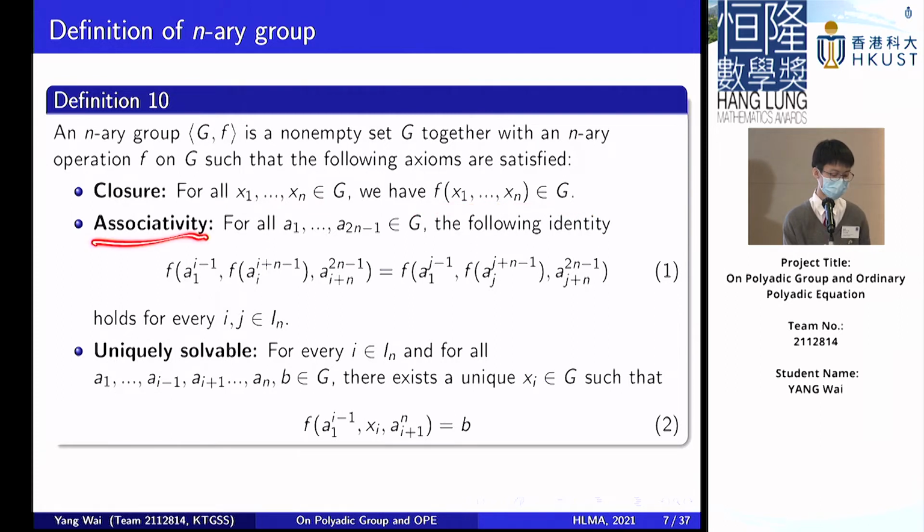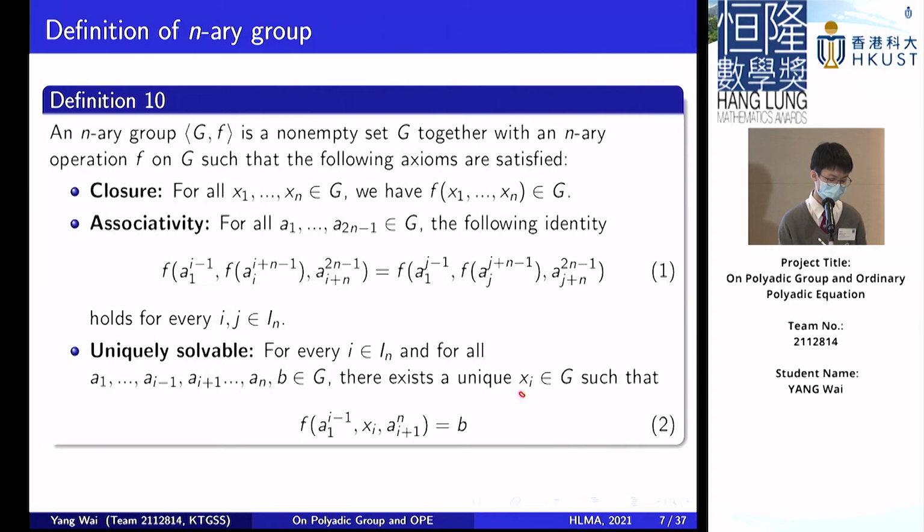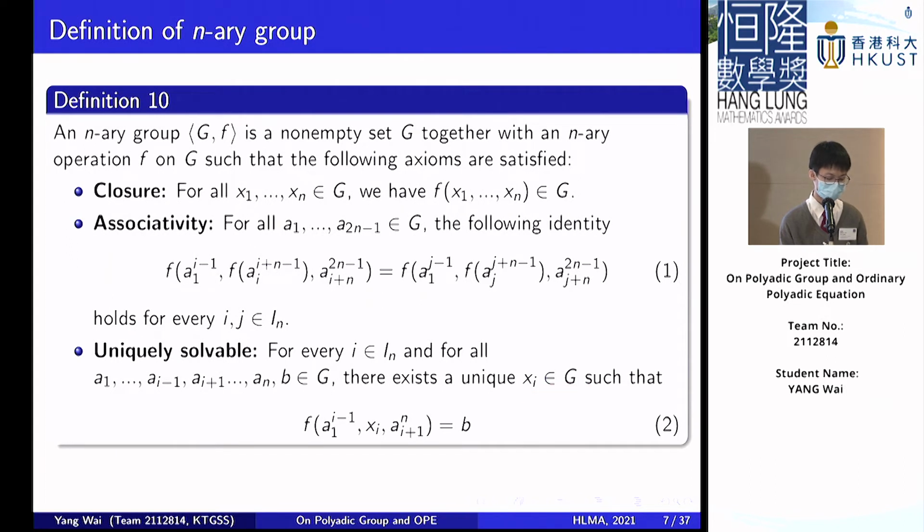And for the associative axiom, because in our definition of group we have the associative law, what we do is extend the idea to the n-ary case. That means that in this kind of n-ary operation, you can shift it to any place that you want. And for the uniquely solvable axiom, it means that for the following equation, we have a unique solution x_i in G, for every i contained in the set I_n.